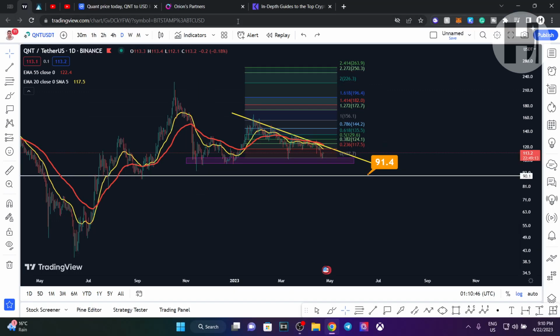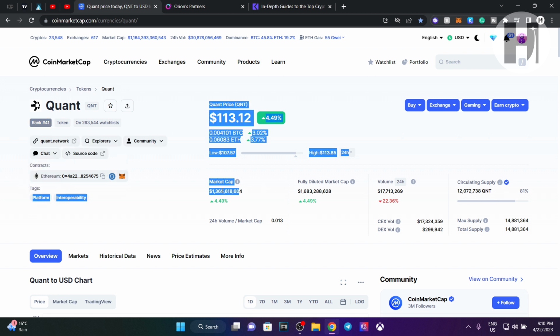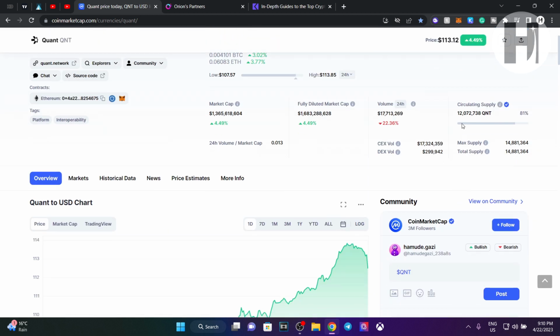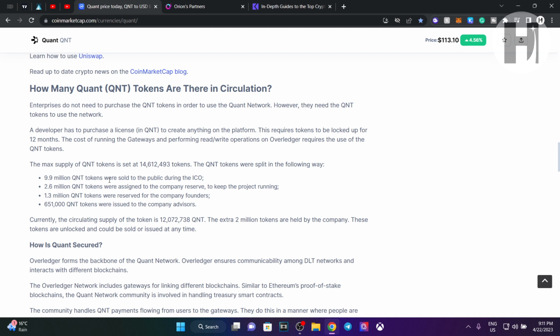Now, if I take a look at CoinMarketCap, you can see we are sitting at rank number 41 with a $1.365 billion market cap. The circulating supply is 12 million coins. That is 81% of the total supply. Those tokenomics are pretty good.